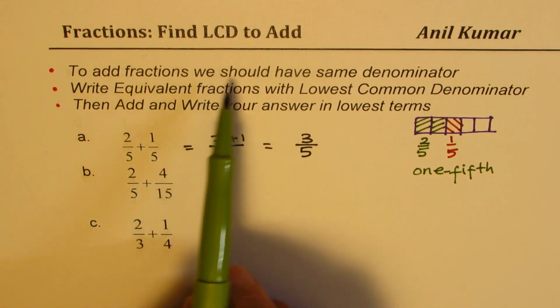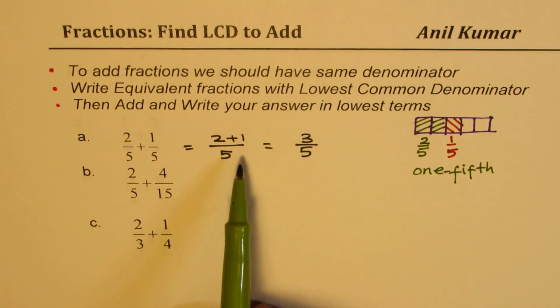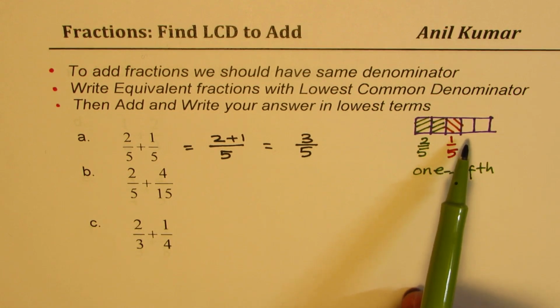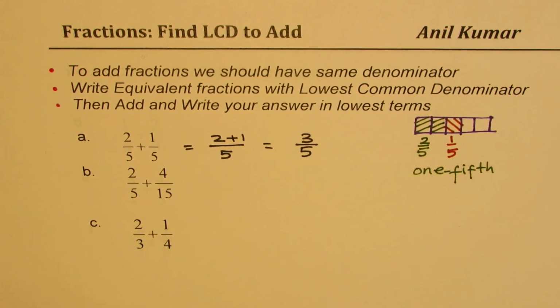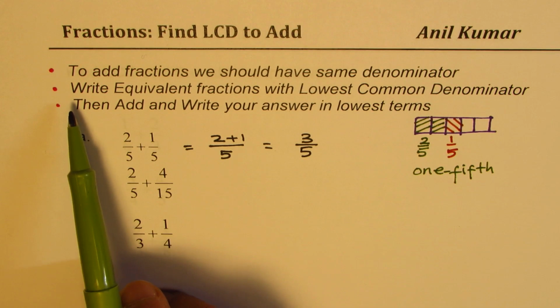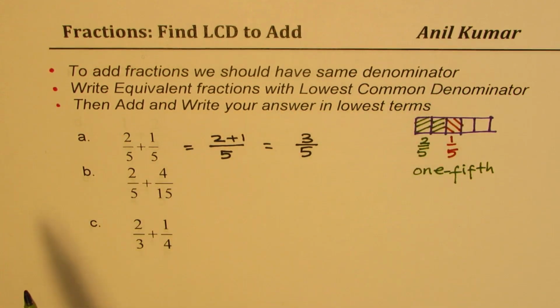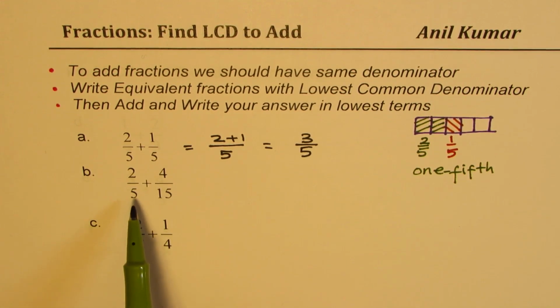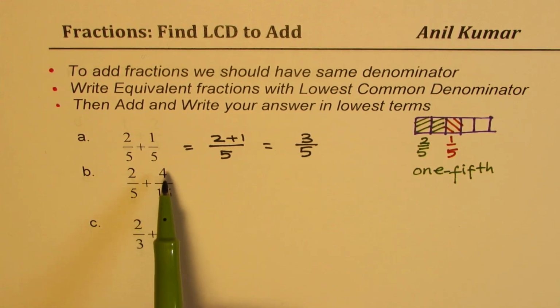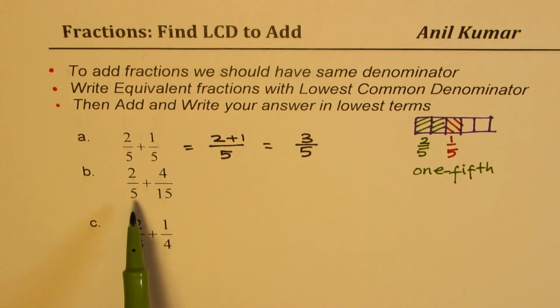To add fractions, we should have the same denominator. I think that point is absolutely clear, right? Which is shown here. The second point here is to write equivalent fractions with the lowest common denominator. Now, let's get to the next example. We have to add 2 over 5 and 4 over 15. Now, they do not have the same denominator.